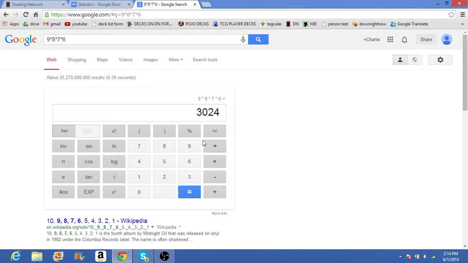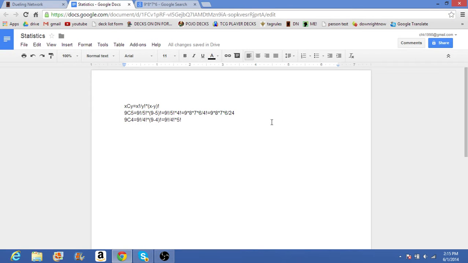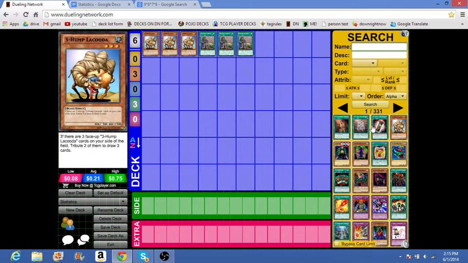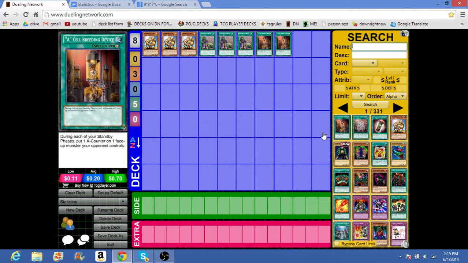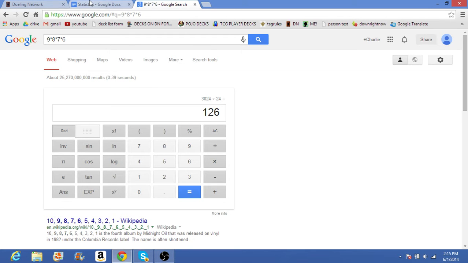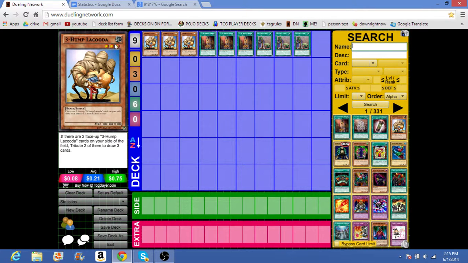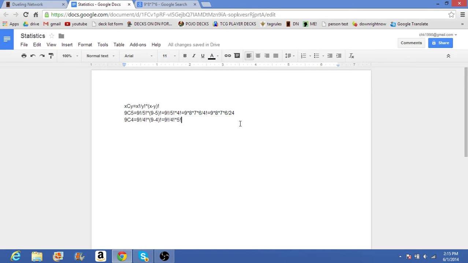So now we put this into our calculator, and we get this, and we divide it by 24, and that's the number of different ways you can get 5 different things out of 9 things. In this case, say we have 9 cards here and we want to choose 5 of them. You can get 126 different combinations, and that's how you'll compute that. So for our purposes, we want to know the probability that we'll open a card that we play 3 of.